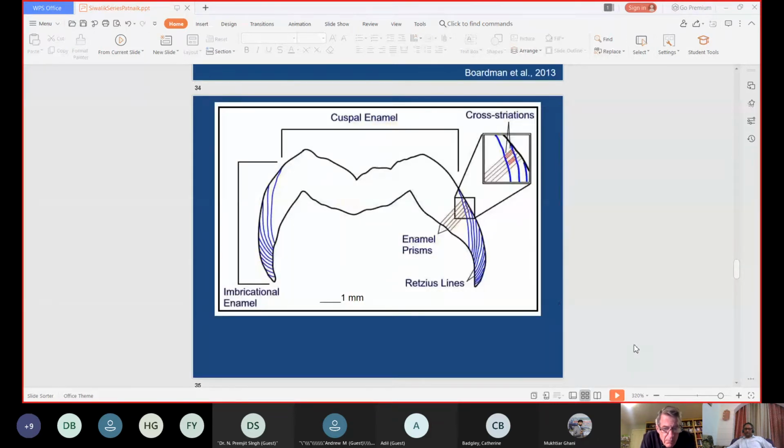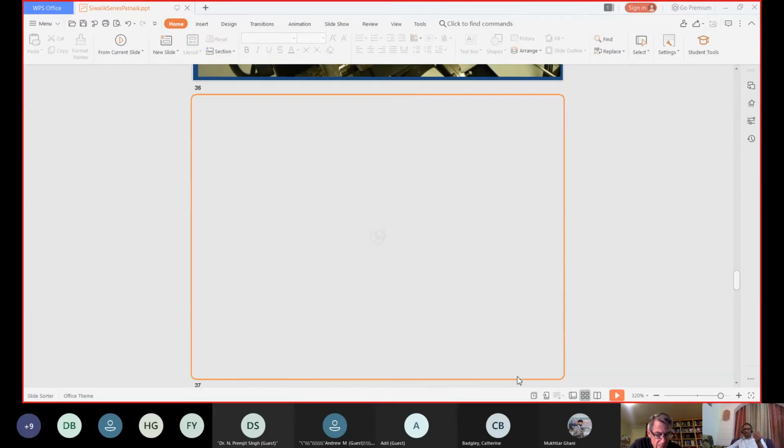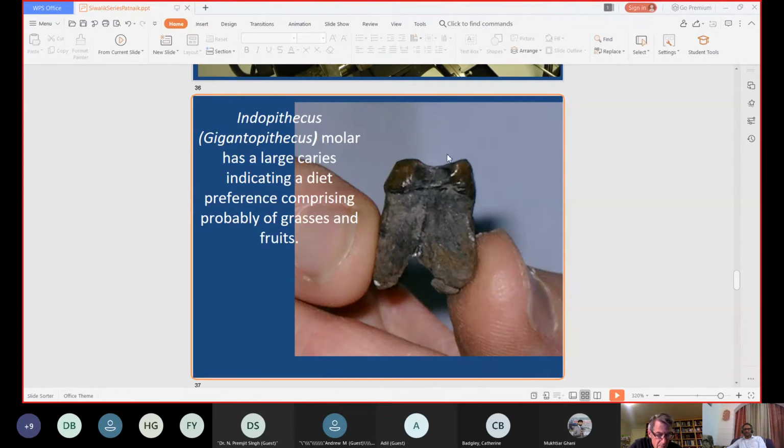One very interesting aspect is that I used the internal structure of the enamel to find out whether within one tooth we can find some variation of diet and ecology. So I took an Indopithecus or Gigantopithecus tooth, and used Serling's lab. That is the tooth here, which has a caries, which tells you that it was eating some sugary diet. It has been dated to almost 9 million years.